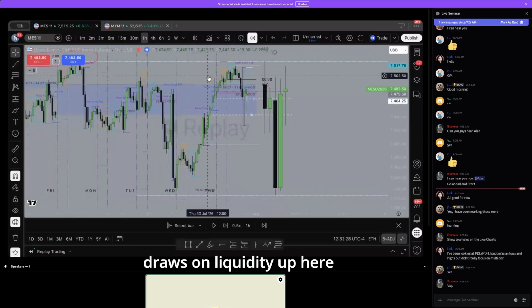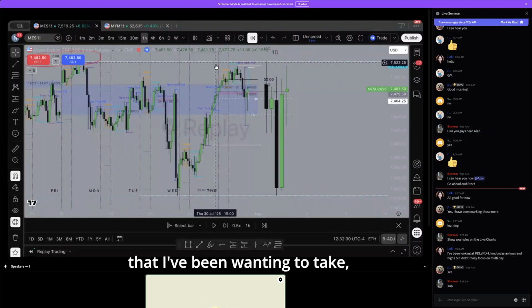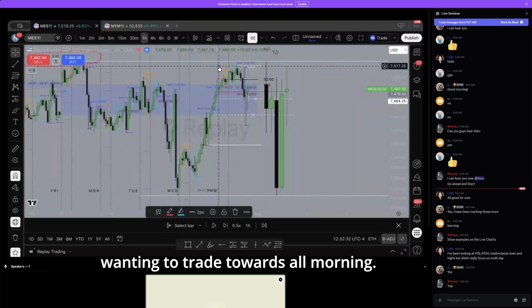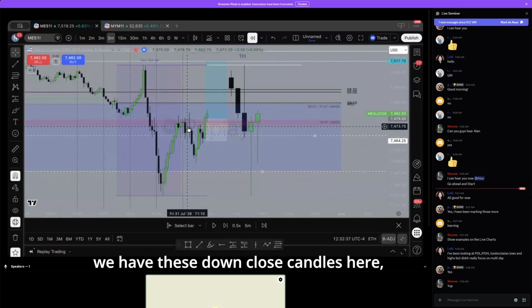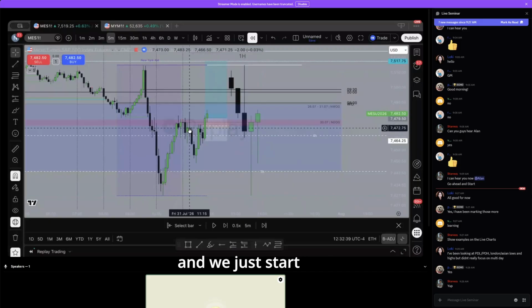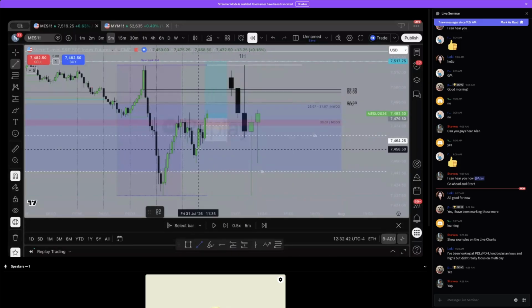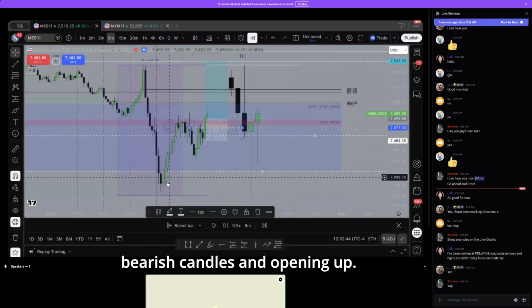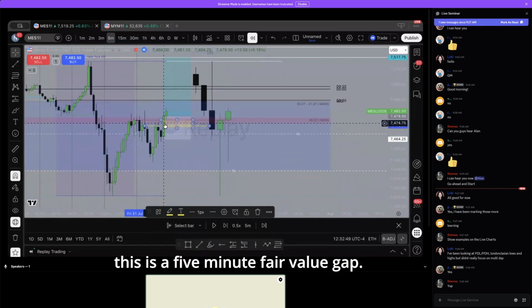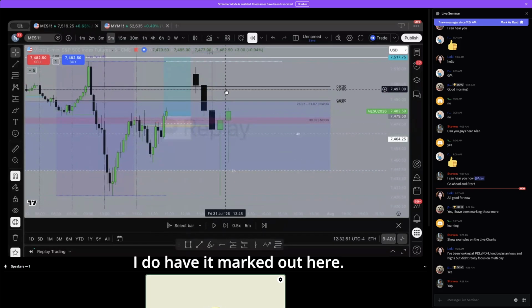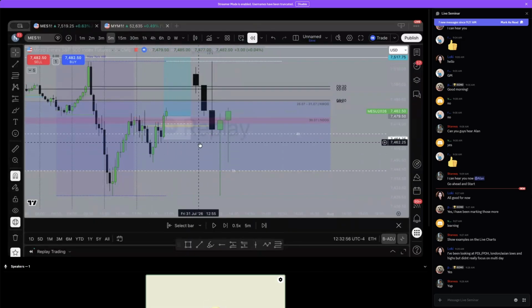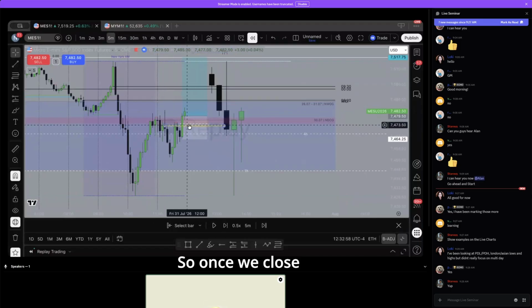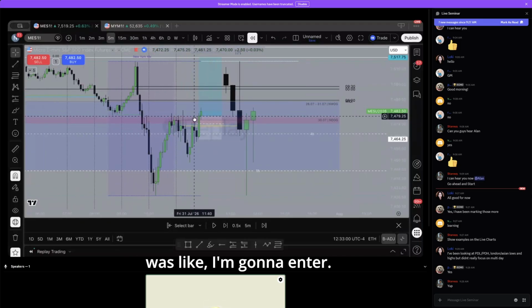And we have these draws on liquidity up here that I've been wanting to trade towards all morning. So now I'm looking at these down close candles here and we just start closing above them, right? We're just disrespecting bearish candles and opening up. You can see here, this is a 5-minute fair value gap. I do have it marked out here. We're opening up bullish gaps, closing through bearish candles. So once we close through these bearish candles, that's when I decided I'm gonna enter.